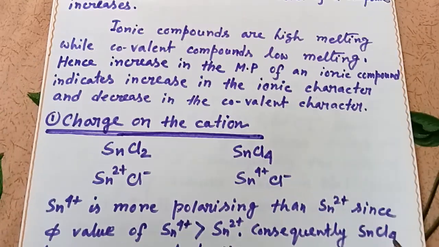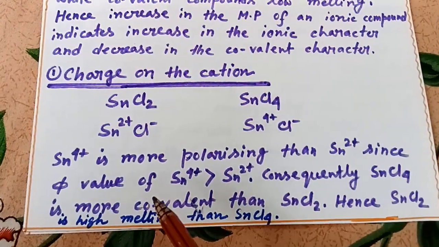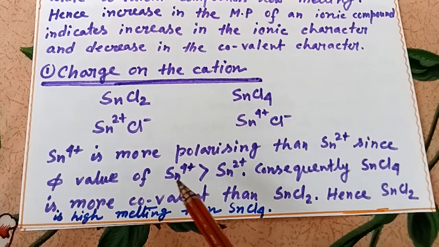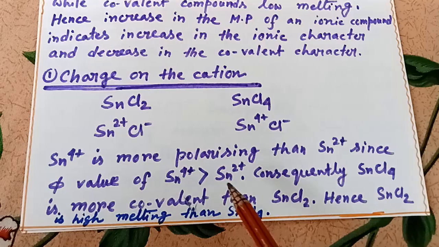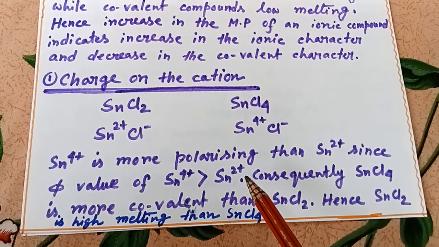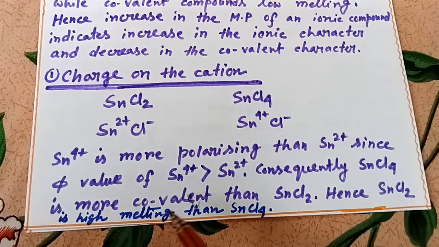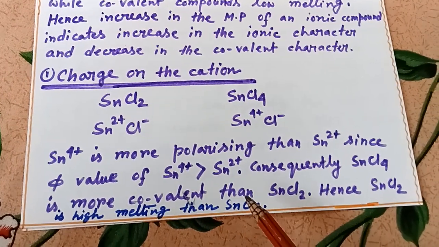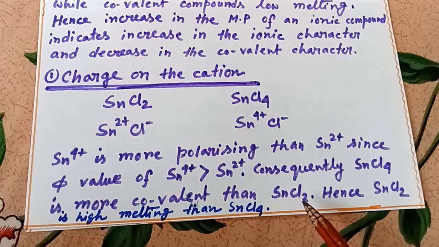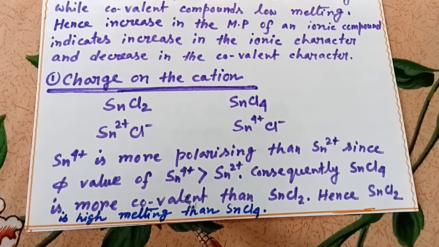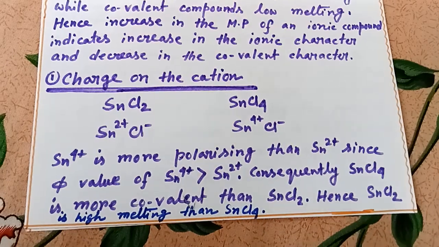Since phi value of Sn4+ is greater than phi value of Sn2+, consequently, SnCl4 is more covalent than SnCl2. Hence, SnCl2 is higher melting than SnCl4.